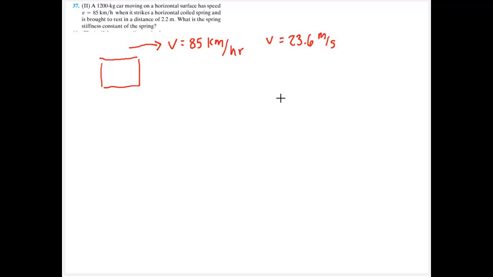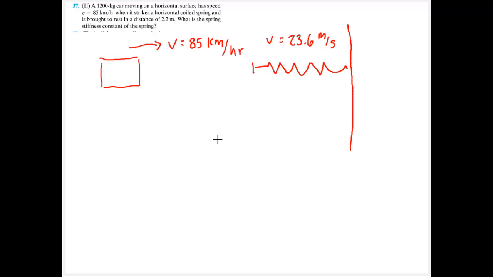Okay, so let's take a look at number 37. Here we have some car that is traveling with some velocity of 85 kilometers per hour. Now, I expect everyone is very fluent at doing unit conversions now, so I'm going to simply write this velocity in meters per second, which is 23.6 meters per second. And at some later time, this car is going to use a coiled spring to come to a stop.